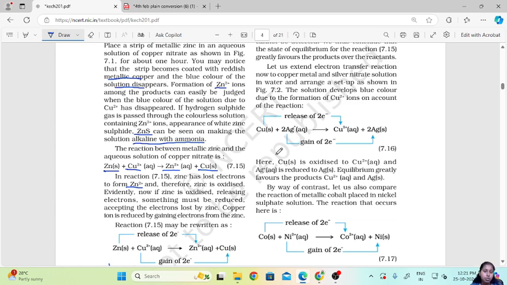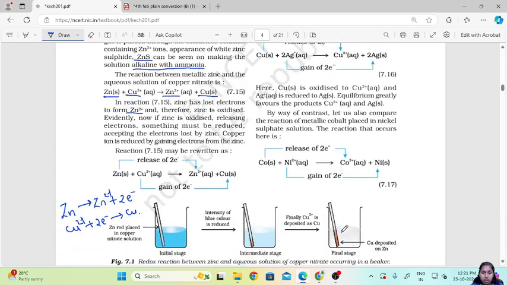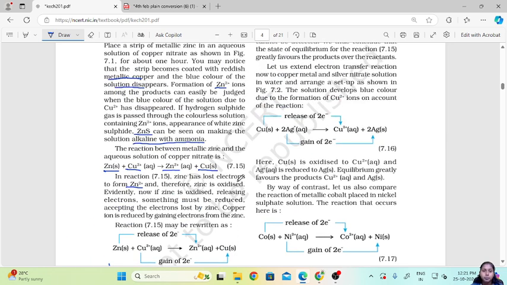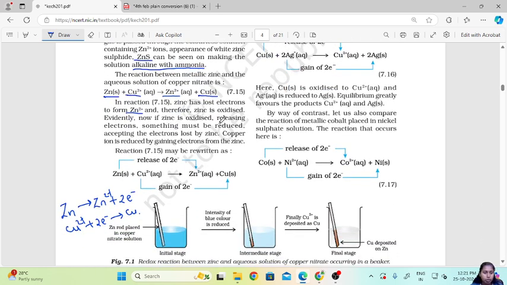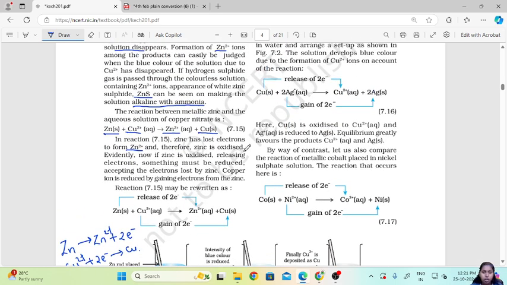and arrange a setup as shown. So here this is the setup. Now the solution develops a blue color due to the copper ions on account of their reaction. So whenever copper ions are involved, you get a blue colored solution. So copper and silver, again the same thing.